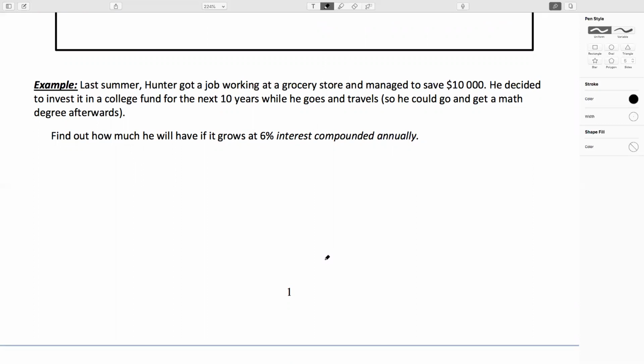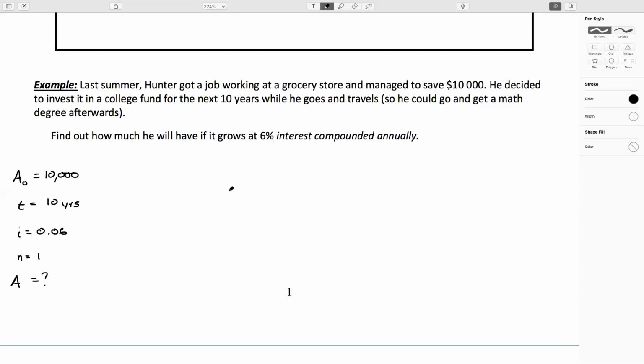So before we start the question, we've got to unpack the question and write out what we know. We know he started with $10,000. That is his principal, so A0 equals 10,000. He decided to invest it in a college fund for 10 years. So T equals 10 years. He has 6% interest. So I equals 6%, 0.06. That's 6 divided by 100. And it has compounding annually, so n equals 1 compounding period in a year. What we don't know is A.